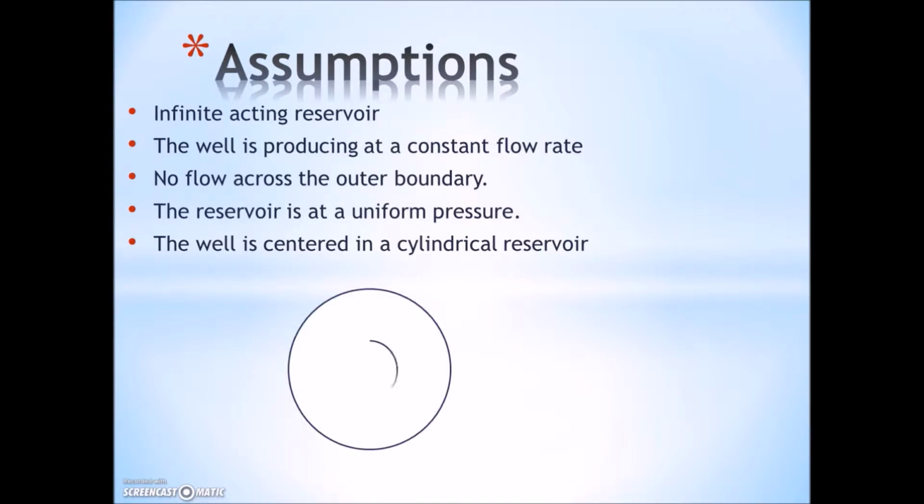This well can be summarized based on this figure. The inner circle represents the Rw, which is the wellbore radius, while the outer circle represents the Re, which is the external radius, from the center circle until the outer circle.